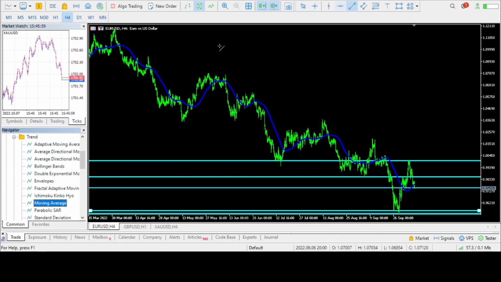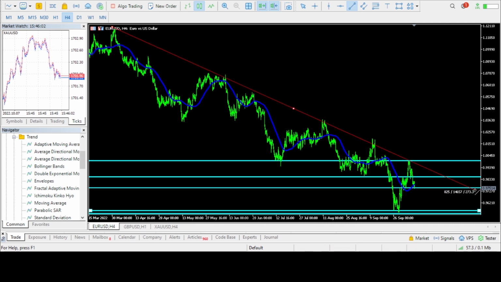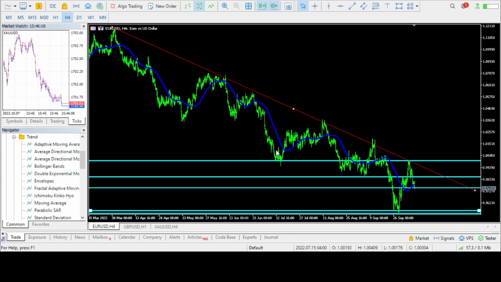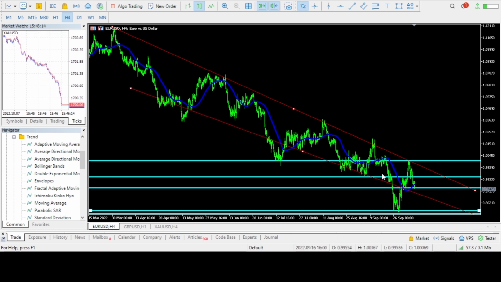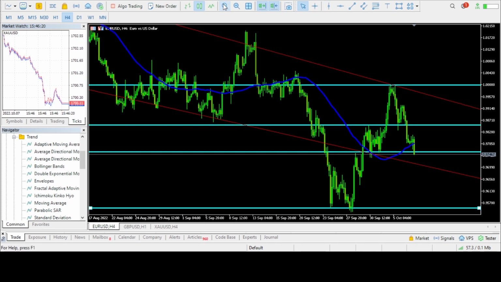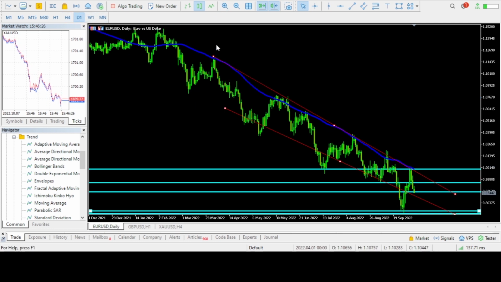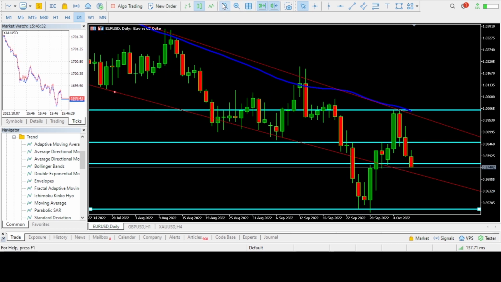So let's add a trend line on this. Whoa, now we can see clearly. We can add another one down it. I hope I'm not confusing you. So let's move to the daily. Okay, we can see that the market is bouncing off the 50 period moving average and bouncing off the trend line on a daily time frame.